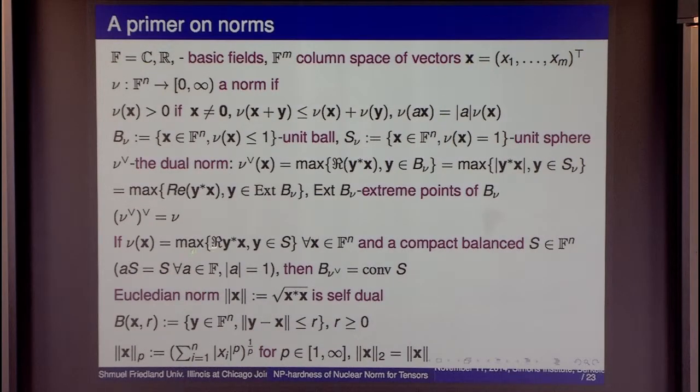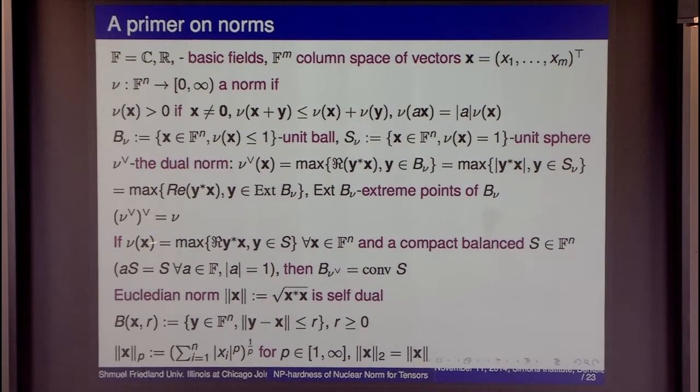On the other hand, if I know that ν(x) is the maximum of y*x when y is in some set S, and S is a non-zero compact balanced set, then essentially I could say that the ball of the dual norm is the convex hull of S.